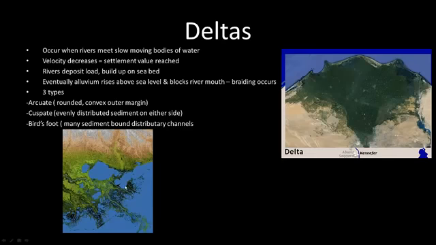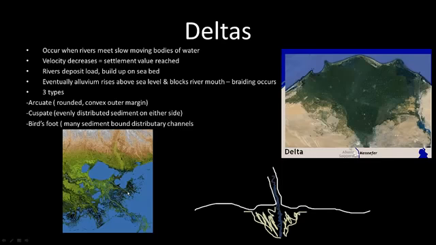This is the Mississippi Delta, and this is a bird's foot delta. As you can see, the sediments are distributed around the different braided, anastomosing channels of the river. It's just many sediment bounded distributary channels, and it's usually in a fan type shape.